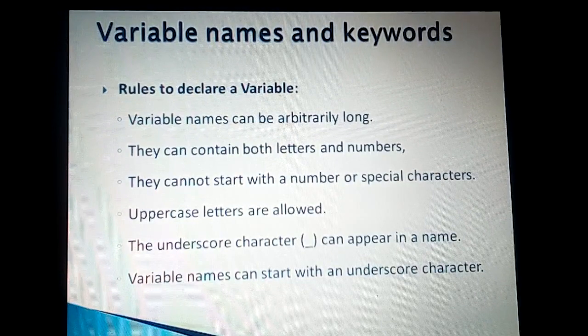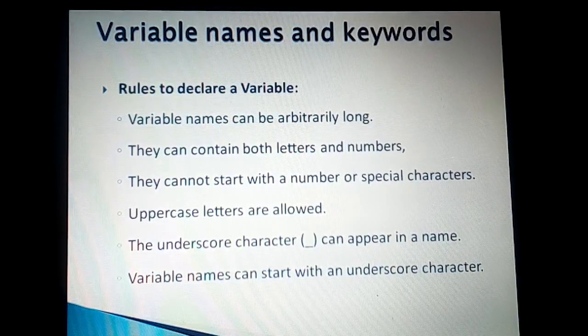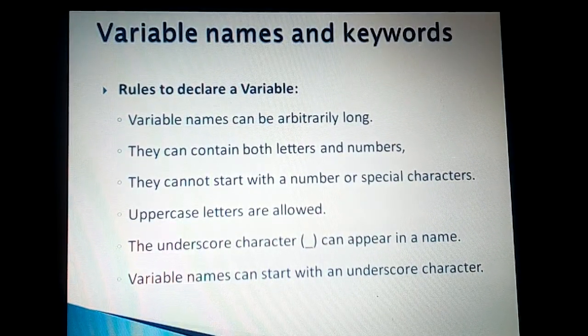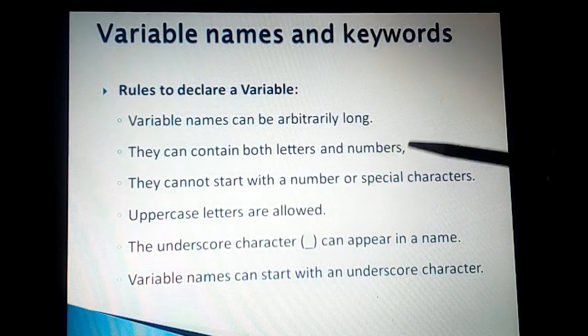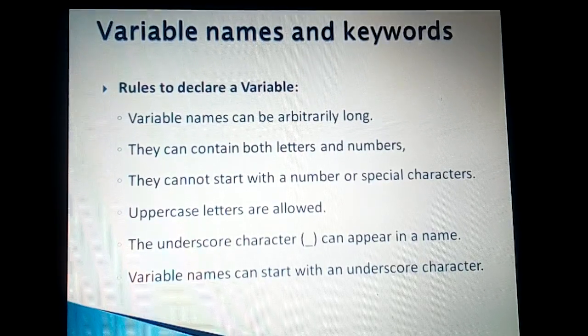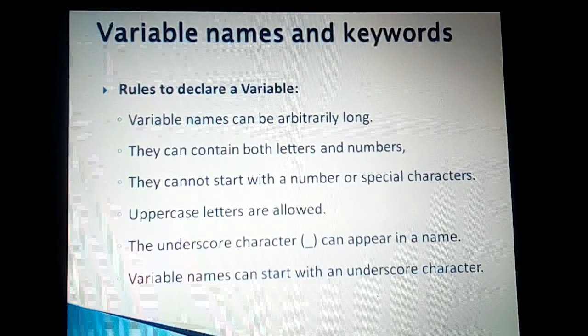Now, what are the rules for a variable? They are similar kind of rules that we have in C. The variable names can be arbitrarily long here, whereas there is a restriction on the length of the names in C. They can contain both letters and numbers, but they cannot start with a number or a special character, similar to a C variable. That is, you cannot have a variable, for example, 99num, that's wrong, or ?num, or #num. So the special characters are not allowed.